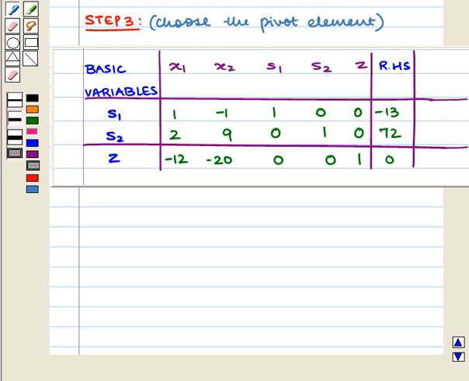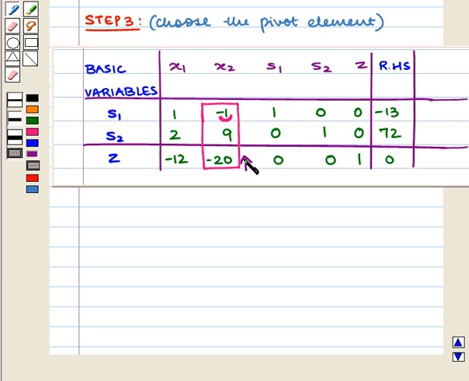Now see, here we have a negative number in the rightmost column, that is the RHS column. So we will first deal with the negative numbers in the last column irrespective of having negative values in the bottom row. We move towards left in that row. Here we have a negative number, -1. So this x2 column is our pivot column, and it will be the incoming basic variable.